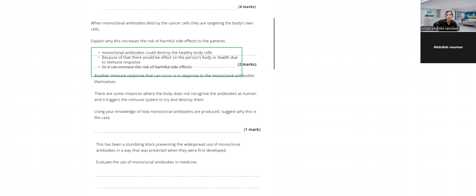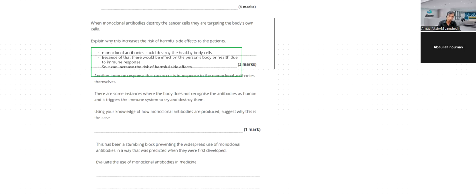Oh, okay, it's the second one. I thought you were explaining the first one. Sorry. That's fine. Another correct one is the immune response. Now you should go for the next one. Were the past two answers good? Yes, great. There are some instances where the body does not recognize the antibodies as human and triggers the immune response. Using your knowledge of how monoclonal antibodies are produced, suggest why this is the case. This is just one mark.